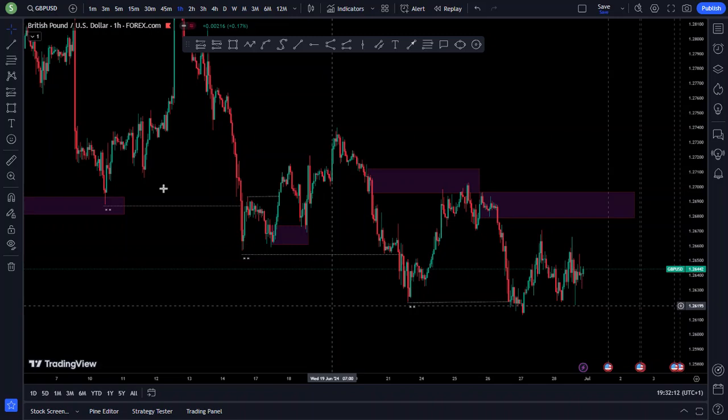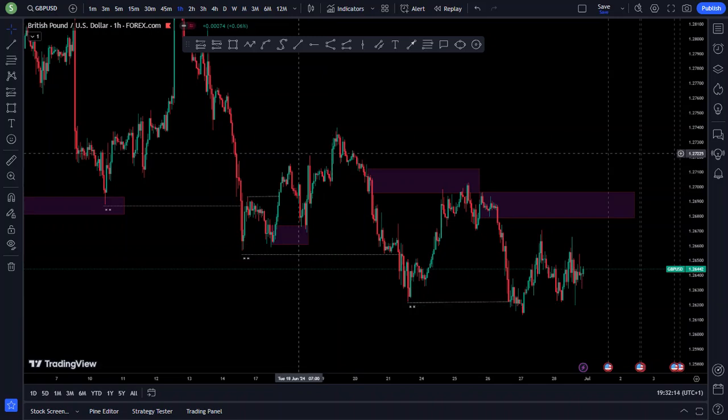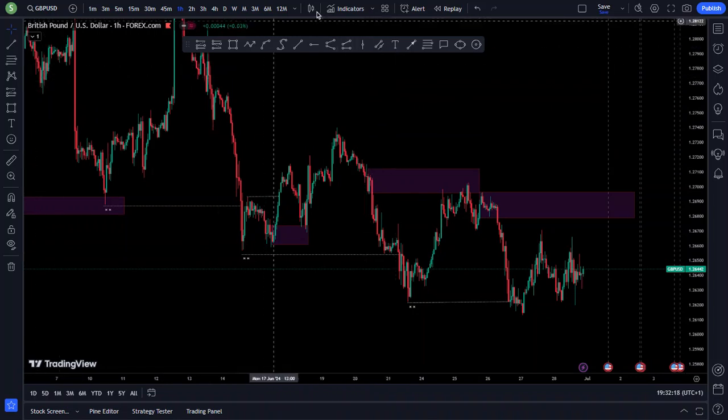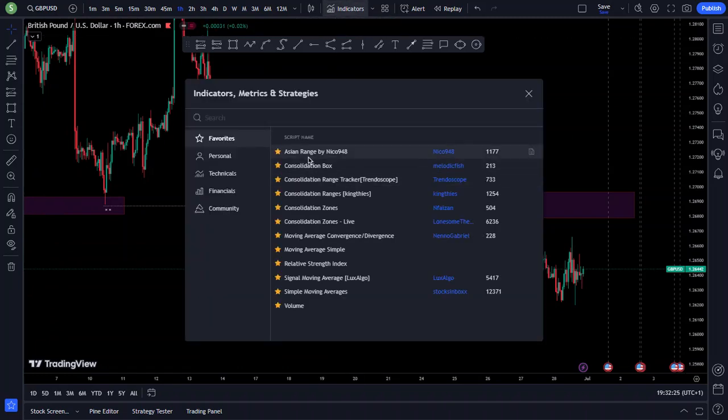Now, without wasting much of our time, the first thing you guys need to do is come to the indicator section here. Can you see that? I'm currently pointing at it. You click on it, and you get this indicator called the Asian Range Indicator by Nico 945. Just type Asian Range. Even if you are using a mobile or a smartphone, you can get this on your screen, right? So you need to do that. Get that on your screen, right?